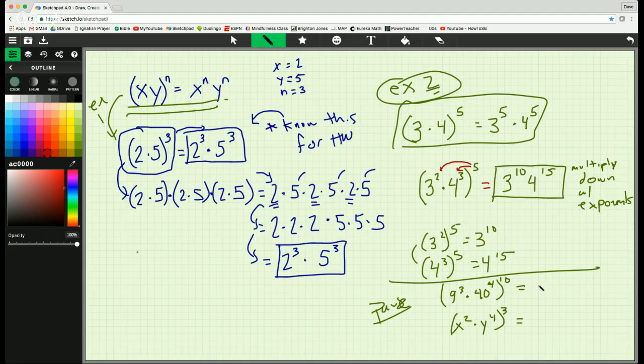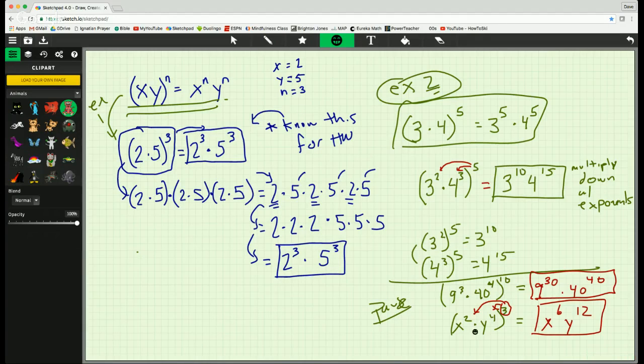Okay, so this would be 9 to the 30th times 40 to the 40th. And this would be x, right? We're going to take the 3 and multiply it by your 2 and by your 4, and we get x to the 6th, y to the 12th. And what we'll do here is we'll go happy cat. Happy cat on those answers if you got those right. Good.